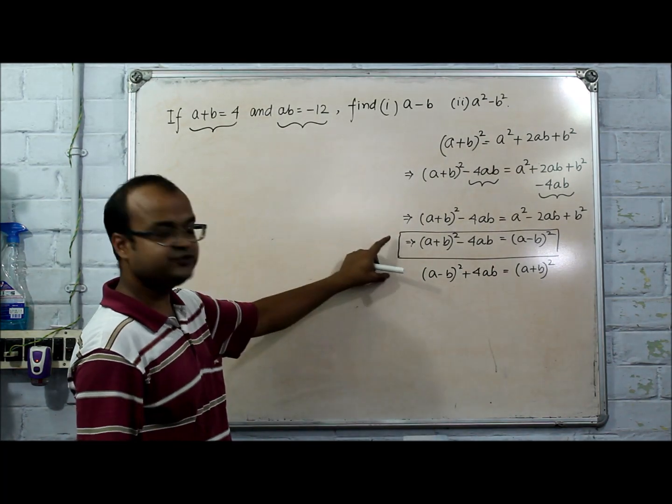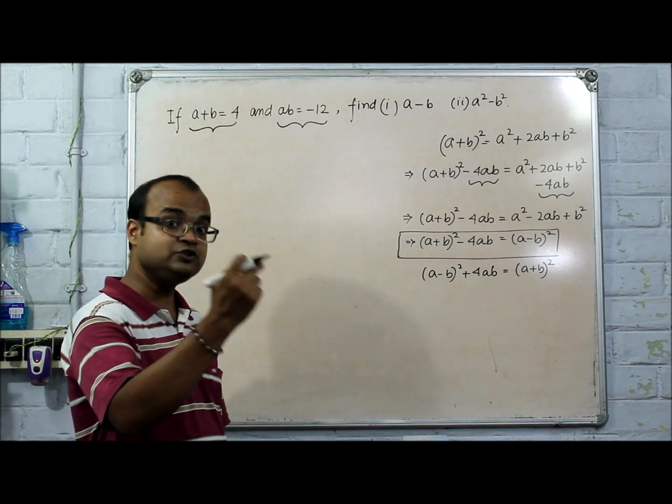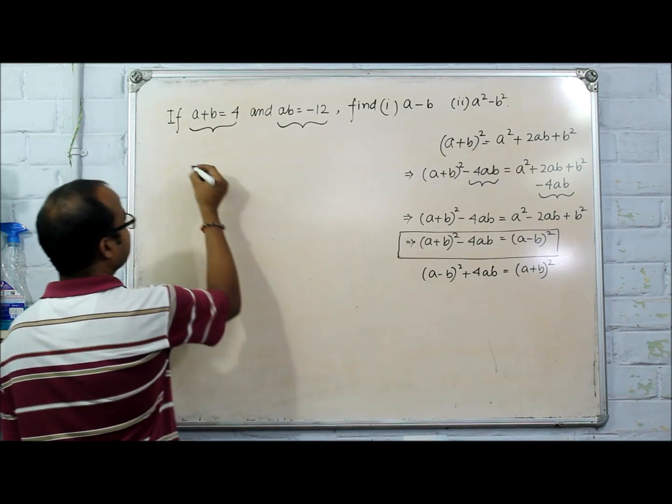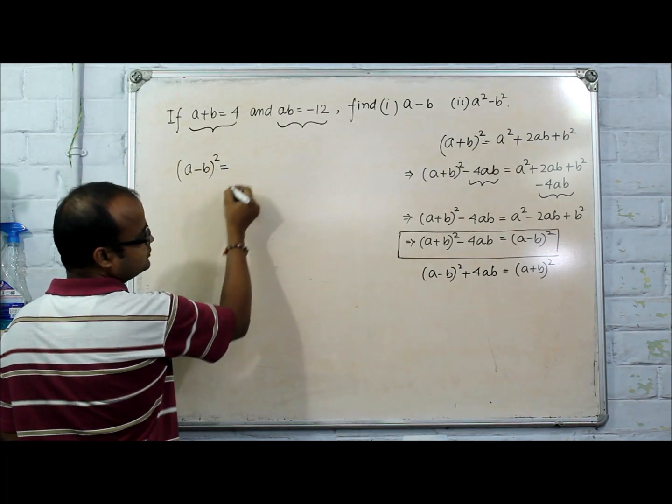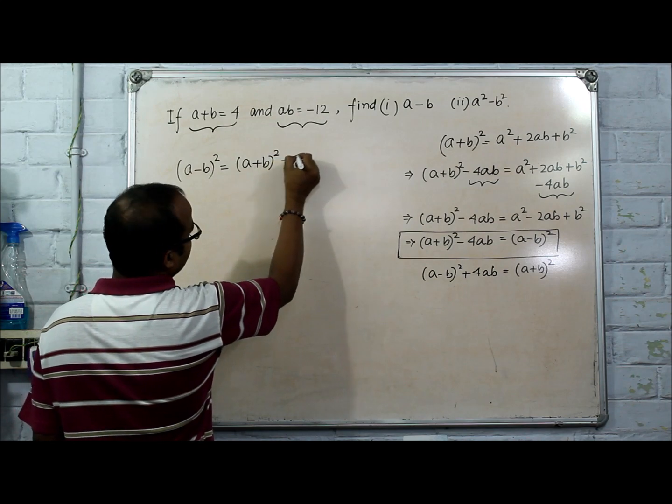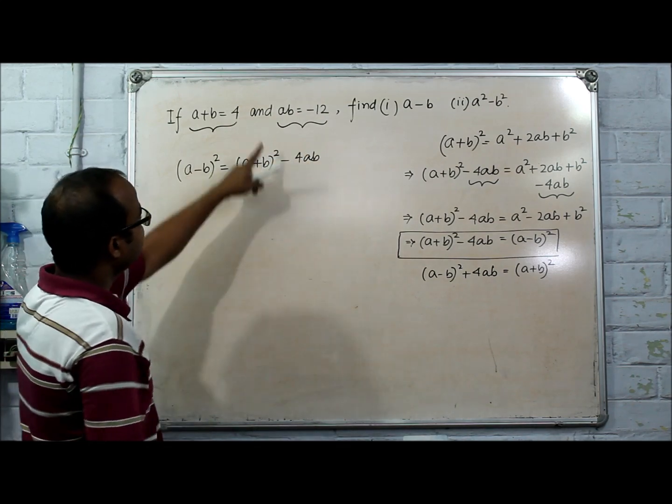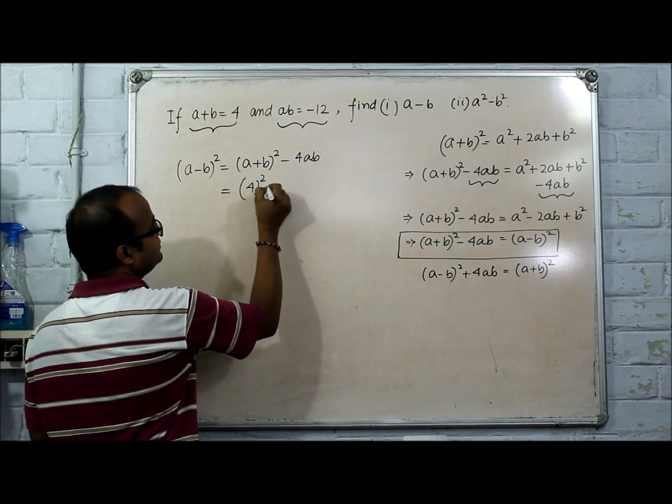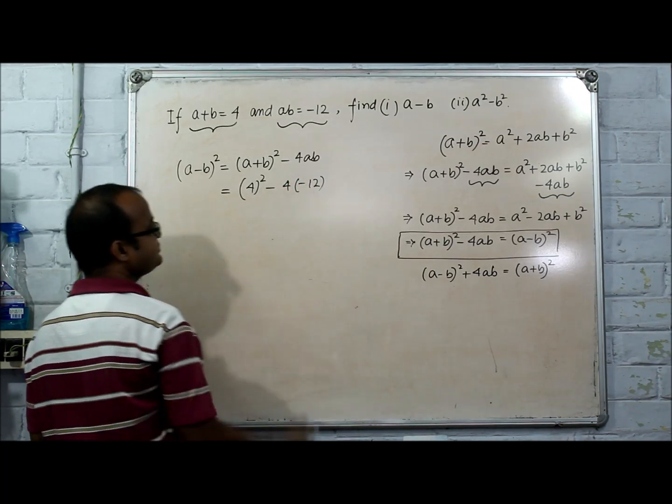You can learn this formula, but it is equally important you know how this formula was derived. Clear? So I am going to use this formula. (a minus b) square is equal to (a plus b) square minus 4ab. Now a plus b is equal to 4, so 4 square minus 4, and ab is equal to minus 12.